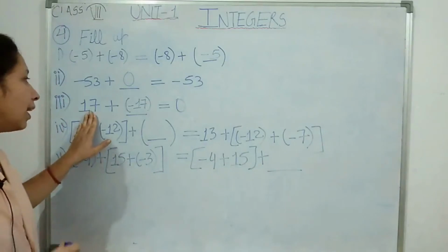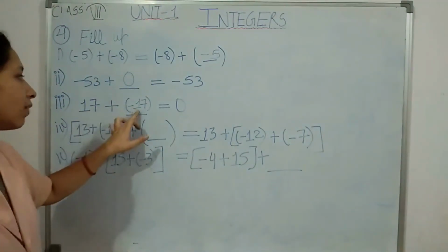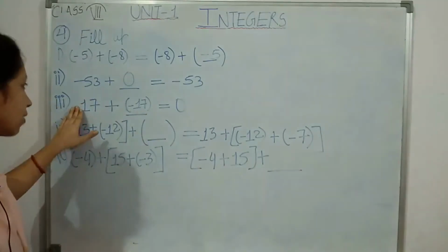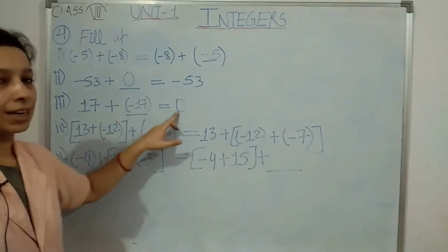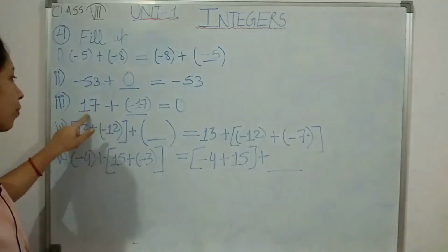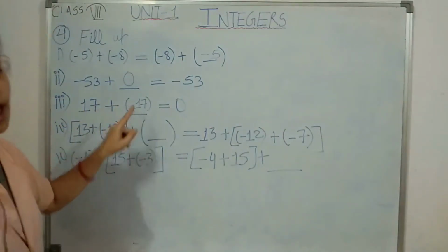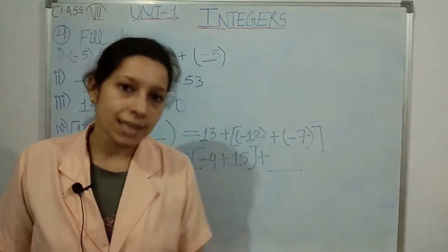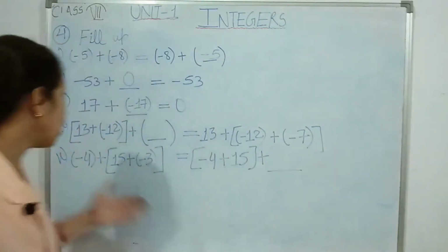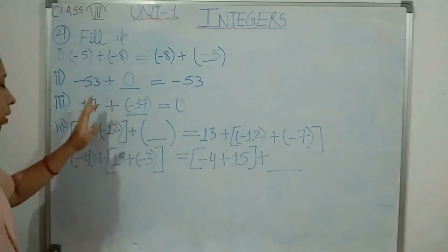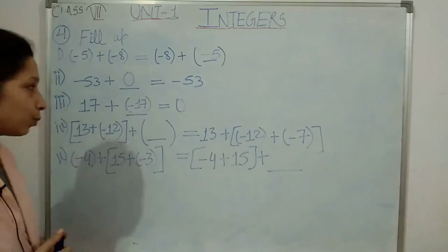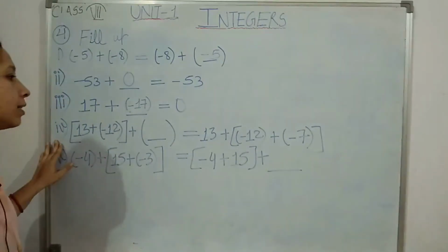Here for 17, change the sign. Positive 17 will become negative 17. And when you add positive 17 to negative 17, the result is 0. So we can say that the additive inverse of 17 is minus 17, and for minus 17 the additive inverse will be plus 17. Okay, so here 17 plus minus 17. So 17 minus 17, how much? 0.